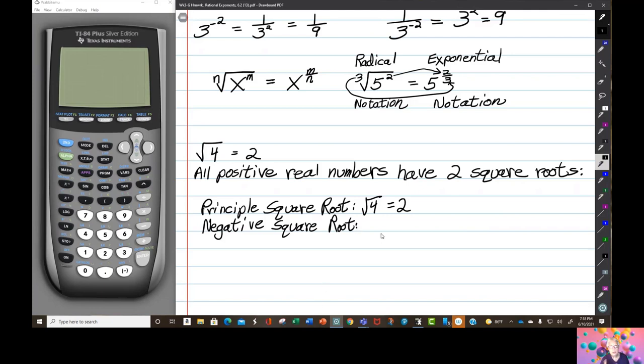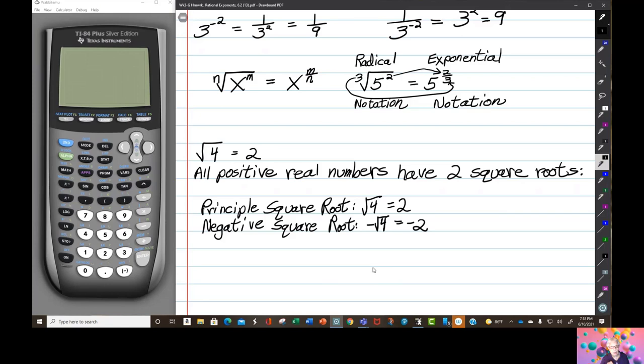And you know that you're being asked for the negative square root when there's a negative sign in front of the square root sign. Here I'm asking for the negative square root, which is negative 2.